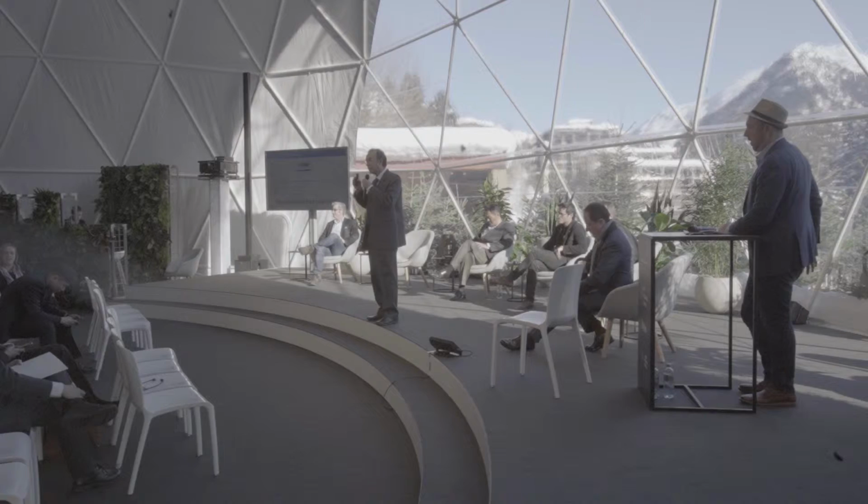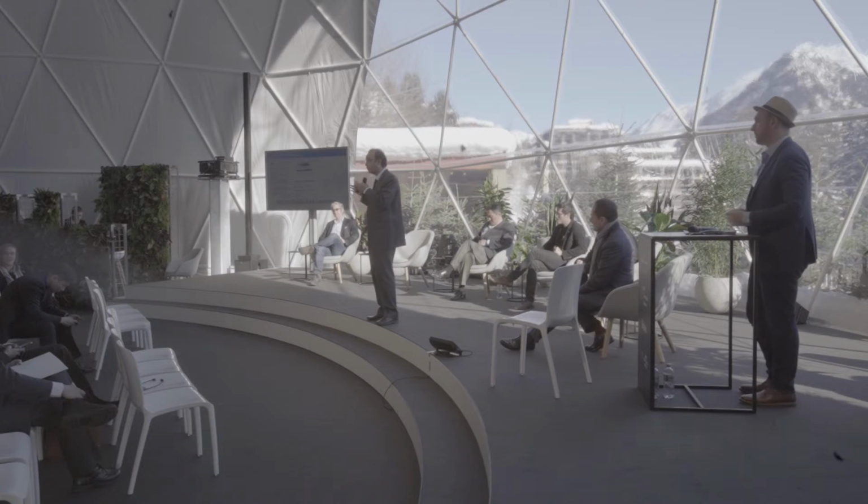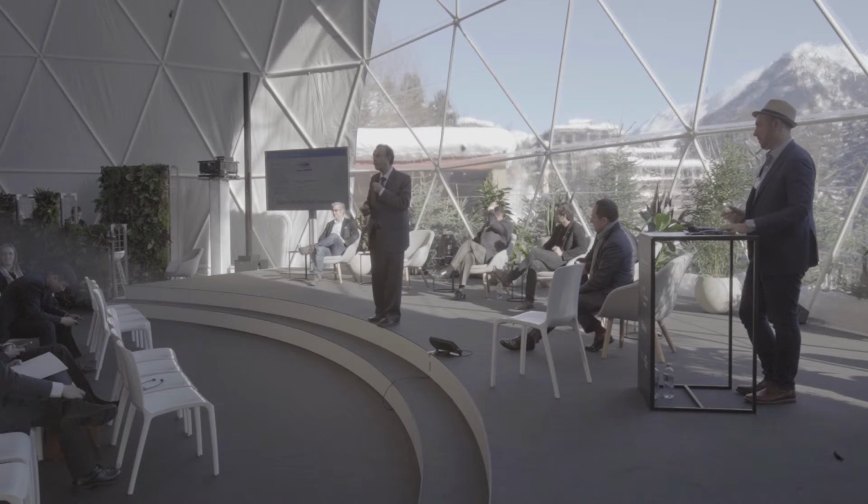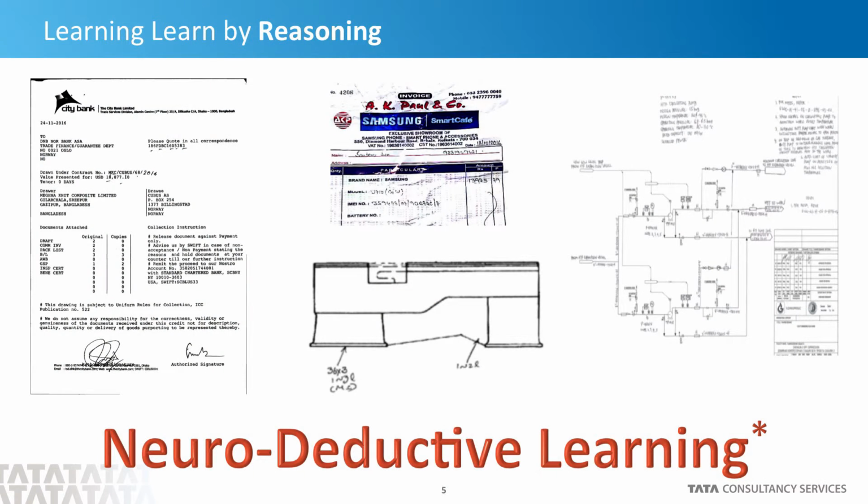We give it one example and it learns to deduce how to read because it uses the technology of Sherlock Holmes: if you rule out what is impossible, whatever is left is the only way to do things. And as we call it, a new way of doing things called Neuro-Deductive Learning. The star is because it's unpublished and it's going to come out next month.